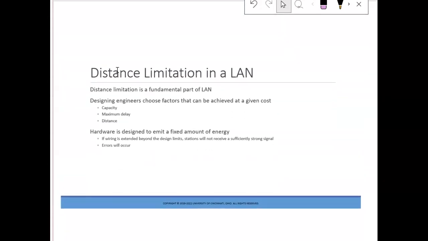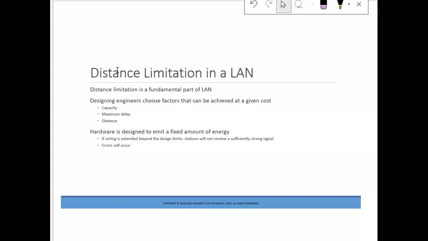Distance limitation is a fundamental part of LAN designs. When designing a network technology, engineers choose a combination of factors that can be achieved at a given cost. These factors include capacity or the required bandwidth, how much delay can be tolerated, and the distance the network spans.